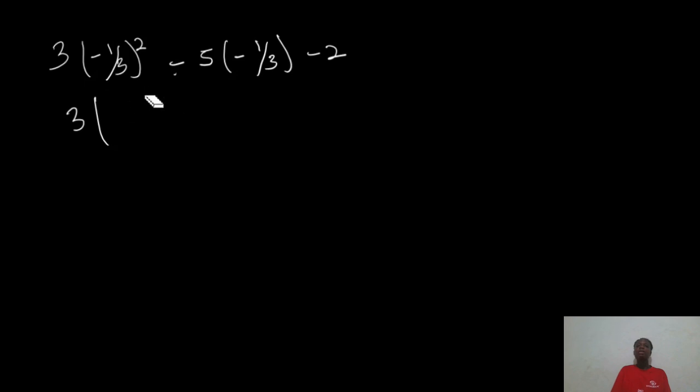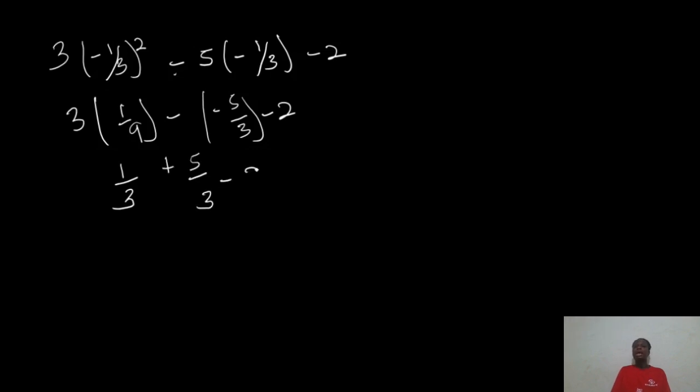Negative 1 over 3 squared is positive 1 over 9, minus 5 times negative 1 over 3 is going to give us negative 5 over 3, minus 2. Now, 3 times 1 over 9 is going to give us 1 over 3 because 3 goes into 9 3 times. Then negative 1 times negative 5 over 3 is going to give us positive 5 over 3, minus 2.